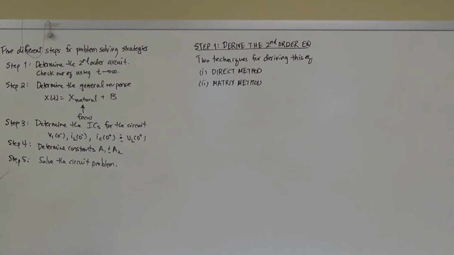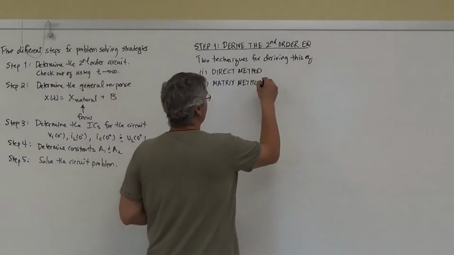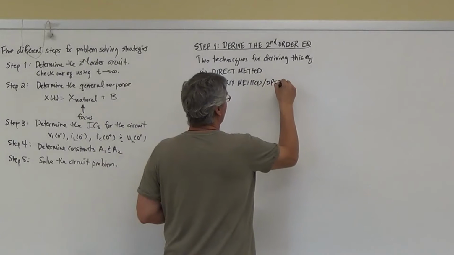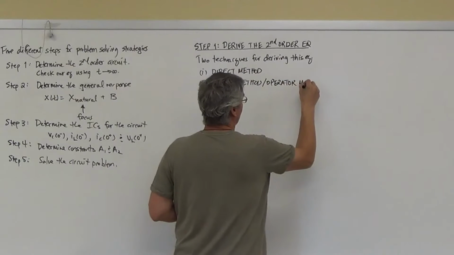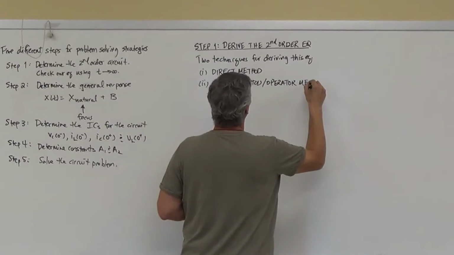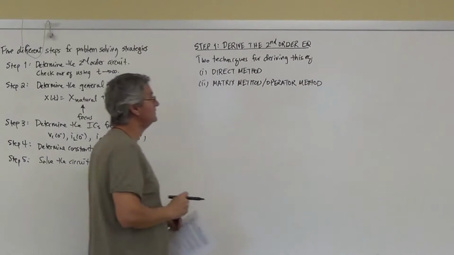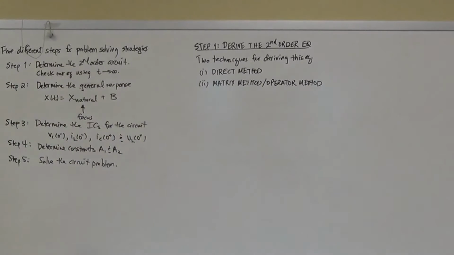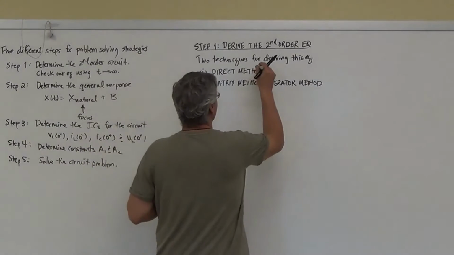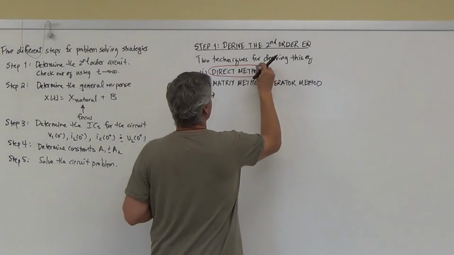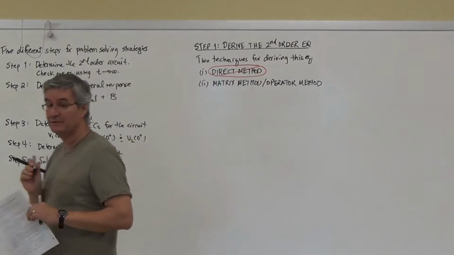Okay, so one of the things that I want you to know is the matrix/operator method. Because you do convert it into an operator. When you convert it into an operator, it turns out that you make it into an algebraic equation in the end. This method, I will introduce it for a little bit. I don't want you to use that method.